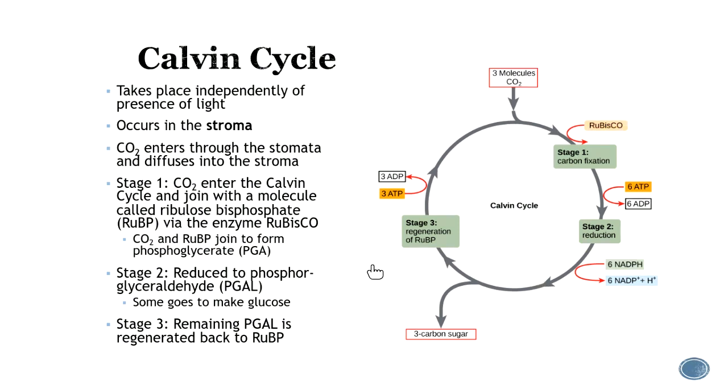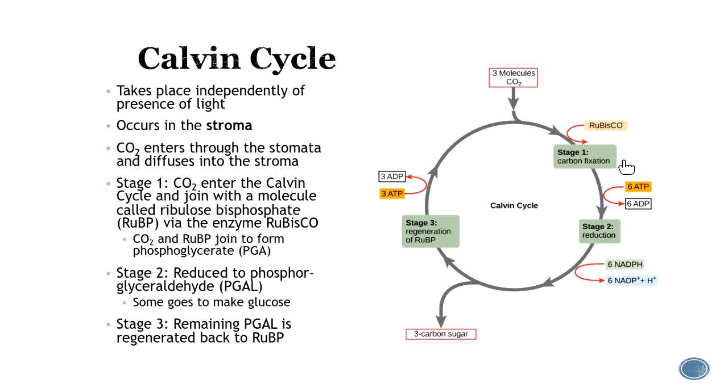Now the Calvin cycle happens independently of the presence of light. So it can happen anytime. It can happen in daylight, it can happen at dark. It doesn't matter, it doesn't care. Now this is located in the stroma, so outside the thylakoid membranes. So what's going to happen is the CO2 molecules are going to come in, boom. What they're going to do is they're going to join a molecule, RuBP, with the help of the enzyme Rubisco. What's going to happen is we're going to have this molecule join together. And that first step is called the carbon fixation stage.